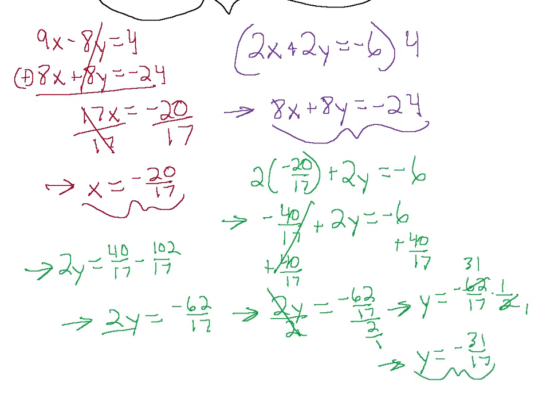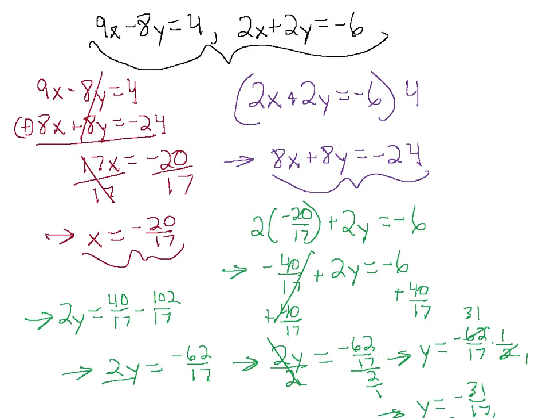So we have a value for both of our variables. Let's state our solution for our system. Our solution is the point -20 over 17 and -31 over 17. This point where the two lines intersect is in quadrant 3, and if we plug both values of x and y into both equations, they should both work out.